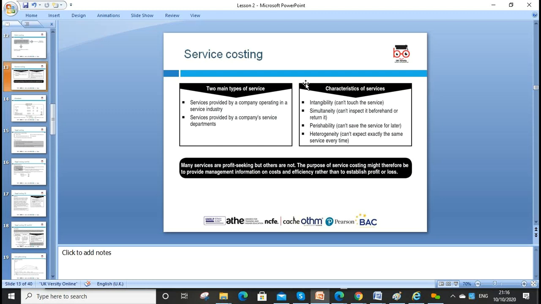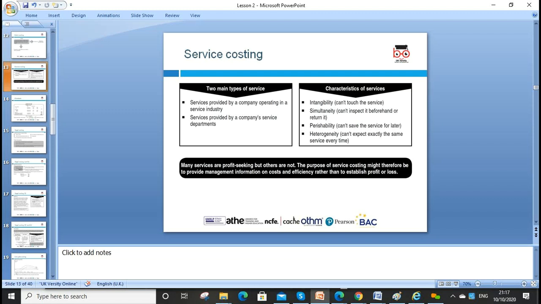Service provided by the company in the service industry, characteristics. Service is intangible. We can't see it, we can't touch it. A service is simultaneous, because we can't store it. Perishable: service is instant, and it can't be stored.